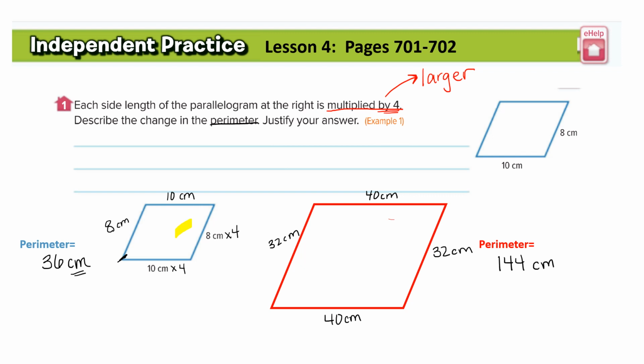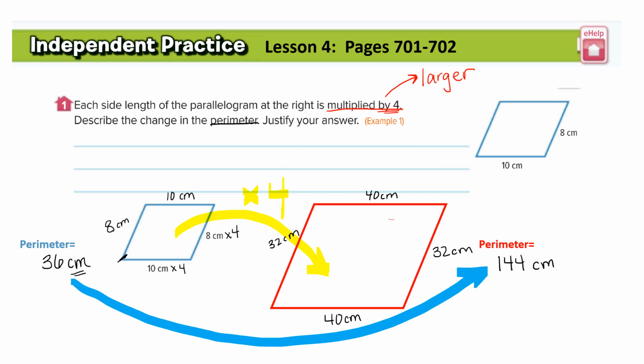Okay, so in our directions, they said to multiply the sides by 4. So we multiplied each side by 4. What did this do to the perimeter? What do I have to multiply the perimeter by to get my new perimeter? Well, to do this, you do 144 divided by 36, and you will get 4. So 36 times 4 is 144.